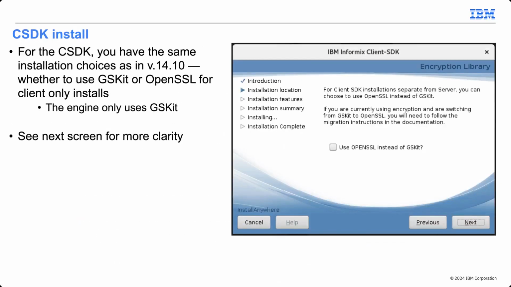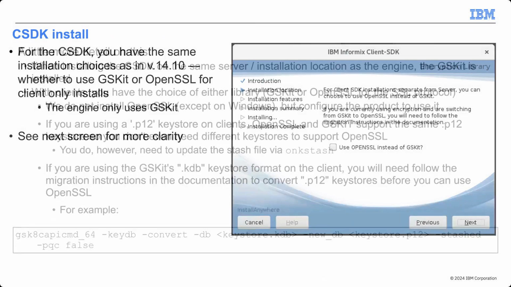For the CSDK, you still have the same choices that you did before. You can use either the GSKit or OpenSSL in the installation process. Now, the engine itself, even though it says you want to use OpenSSL, only installs the GSKit. The ability to install the OpenSSL drivers is only available on client-side installs. So if you're installing this in the same directory as the engine, the installer will understand that there's an engine there and will only install the GSKit. But in client installs, you can choose to install either one.